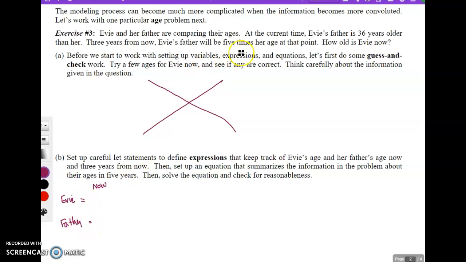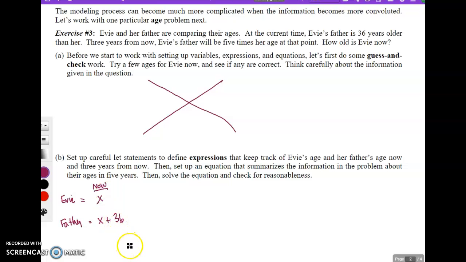All right, so at the current time, that's now, Evie's father is 36 years older than her. So Evie is the one we don't know, so she's going to be X. Her father is 36 years older than that, so that means he is going to be X plus 36. So that's how old Evie and her father are now.